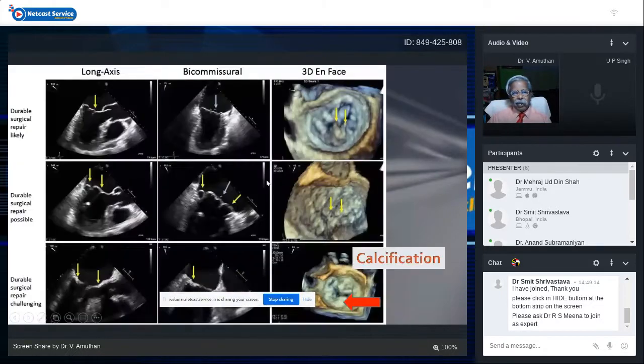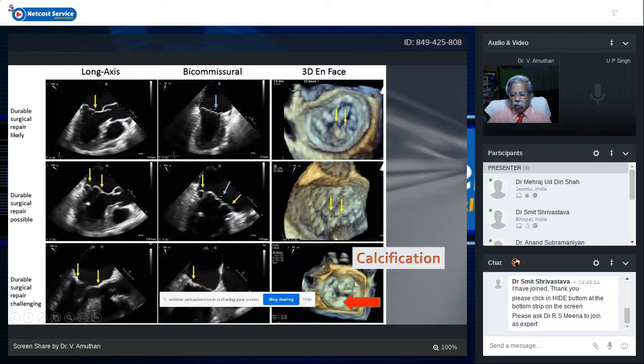You can see here a durable surgical repair is likely if only one scallop is involved. You can see here in the en face view, this is A1, A2, A3, this is P1, P2, P3, and only P2 is involved. So this is a very good candidate for surgery. When multiple scallops are involved, you can see here A2, A3, and P2, P3 also, the repair is still possible, but it is somewhat more difficult.